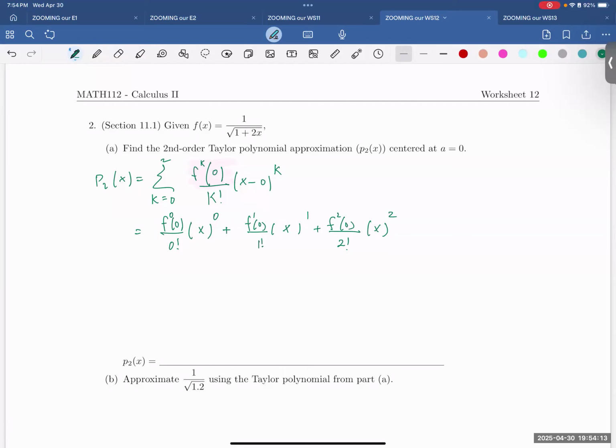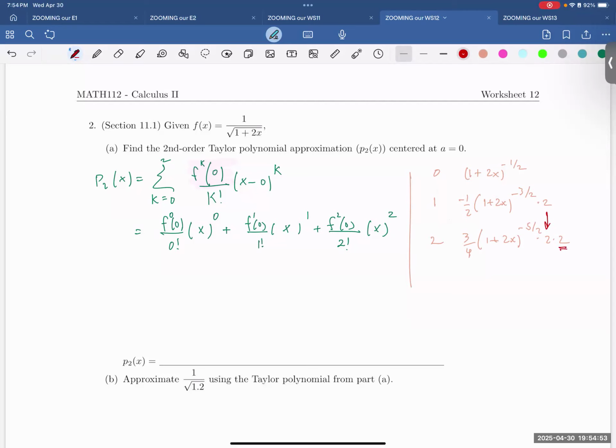Somewhere you need to find these derivatives, somewhere like off to the side. Let's do that. So the 0th derivative is 1 plus 2x to the negative half. First derivative: negative a half, 1 plus 2x to the negative 3 halves, times 2 with the chain rule. Second derivative: 3/4, 1 plus 2x to the negative 5 halves, times 2 times 2. This first 2 is that 2, and then this new 2 is the chain rule 2.